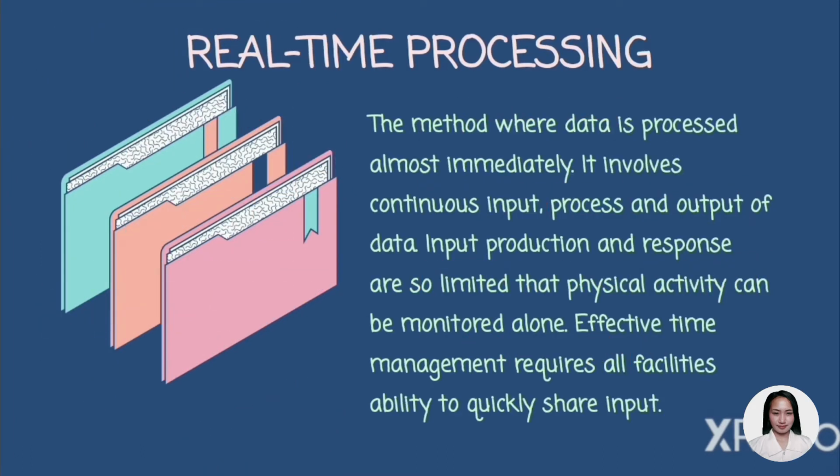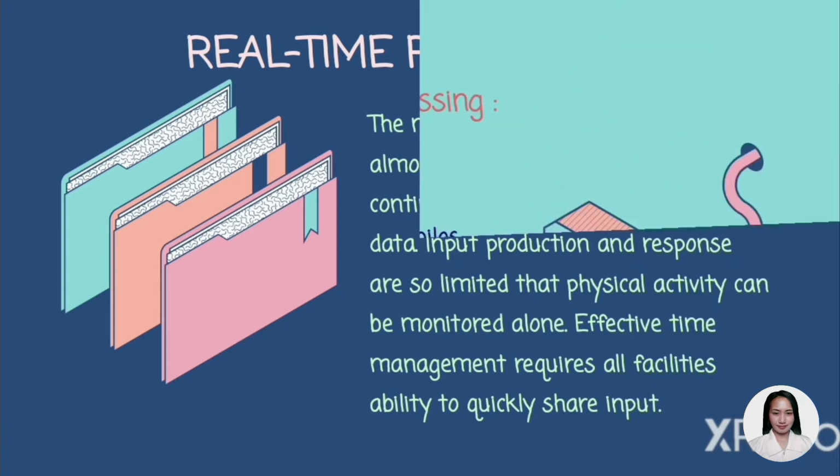Real-time processing is the method where data is processed almost immediately, so there is no pause or waiting in this method. It involves continuous input, process, and output of data. Input production and response are so limited that physical activity can be monitored alone. Effective time management requires all facilities' ability to quickly share input. This is not done regularly as in batch processing. Real-time processing usually requires a continuous flow of data.